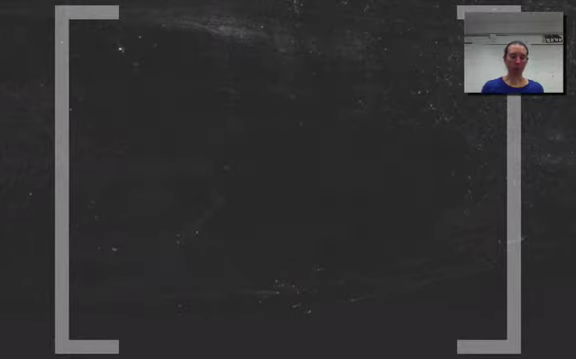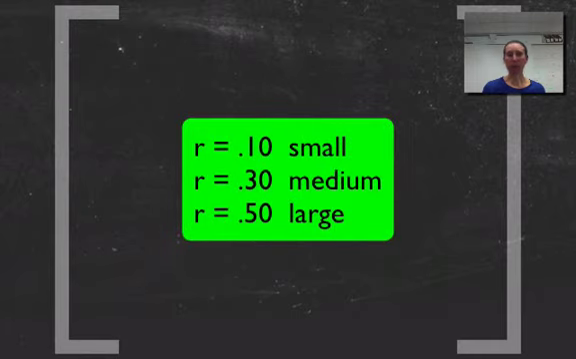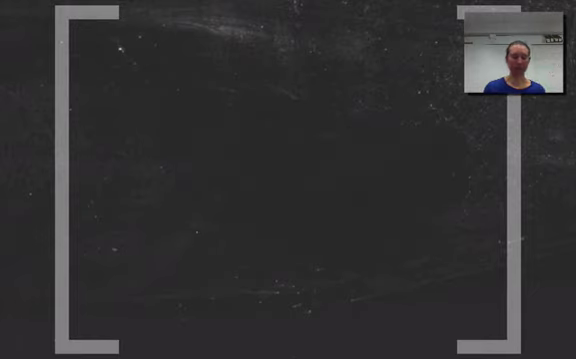Now, years ago, another guy named Cohen came up with a rough guide for interpreting this R correlation coefficient. He said that 0.1 would be a small effect, 0.3 would be a moderate effect, and 0.5 and above would be a strong effect, or around 0.5. Now, this is just a rough guide, and we'll come back to this idea about how big an effect is, but it does give us some indication of things.